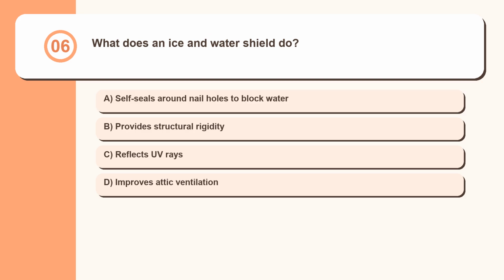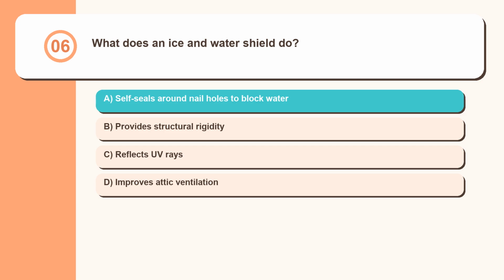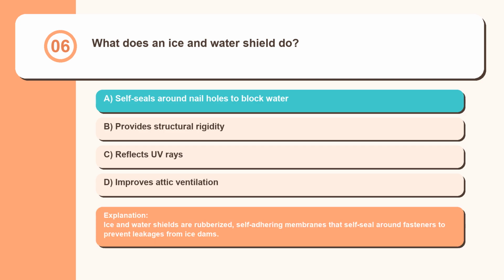Question 6. What does an ice and water shield do? Self-seals around nail holes to block water, provides structural rigidity, reflects UV rays, improves attic ventilation. Ice and water shields are rubberized, self-adhering membranes that self-seal around fasteners to prevent leakage from ice dams.